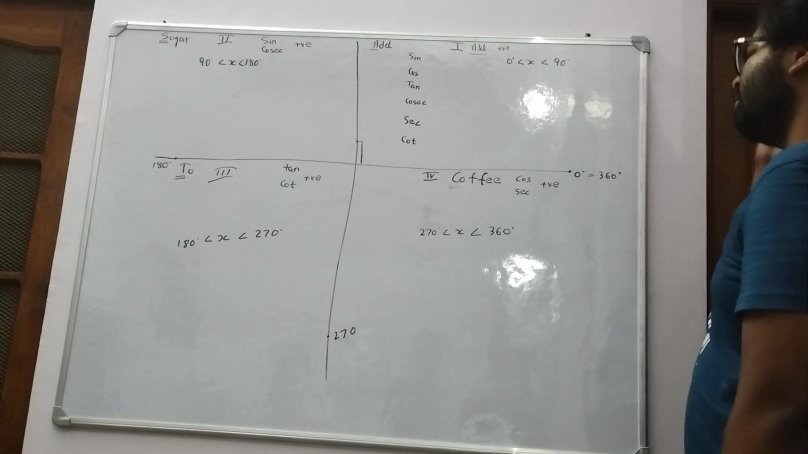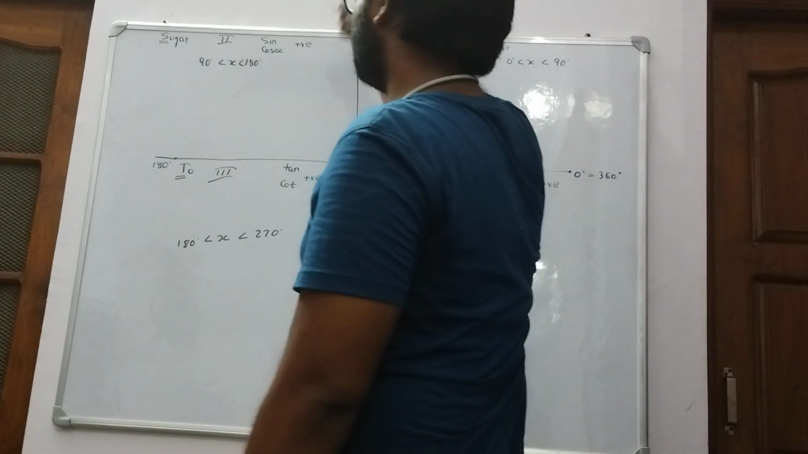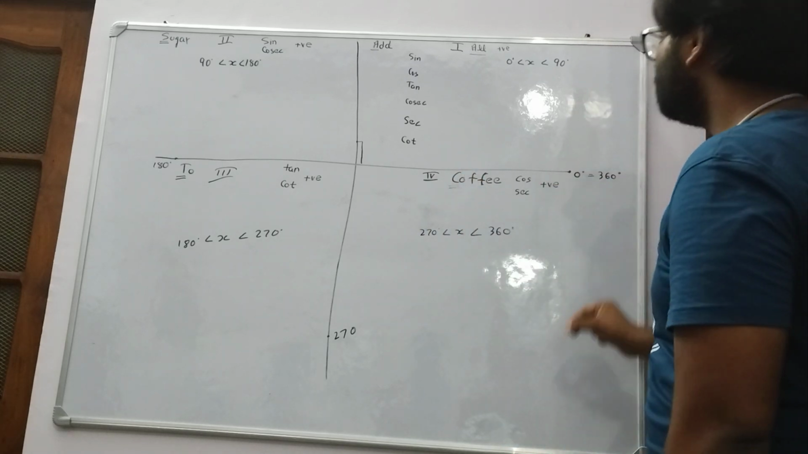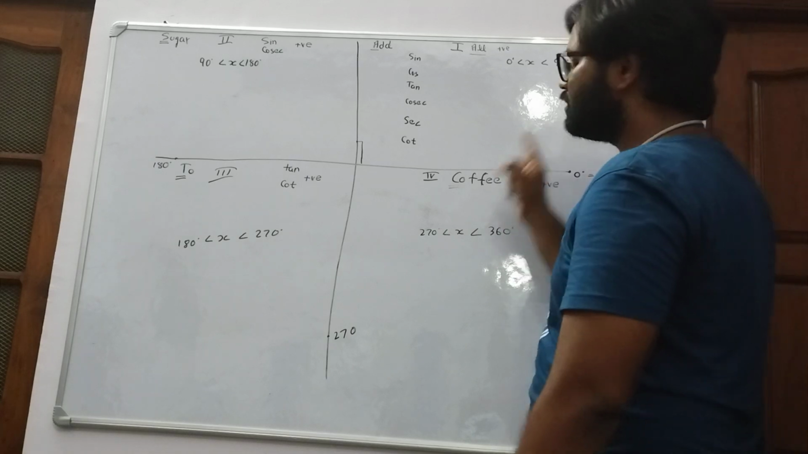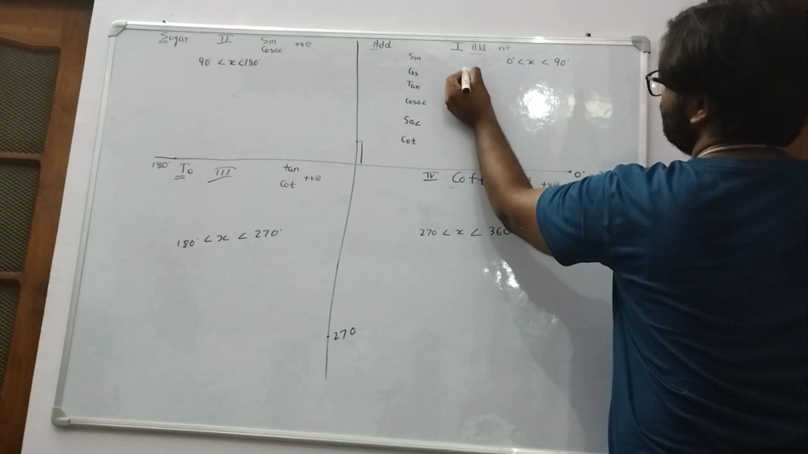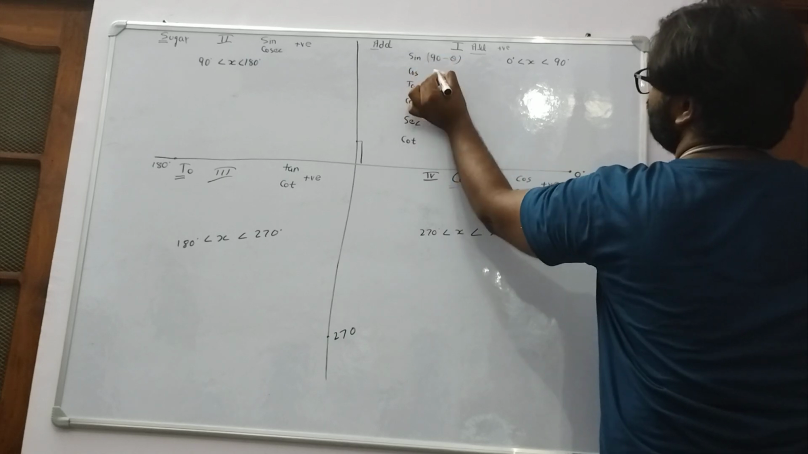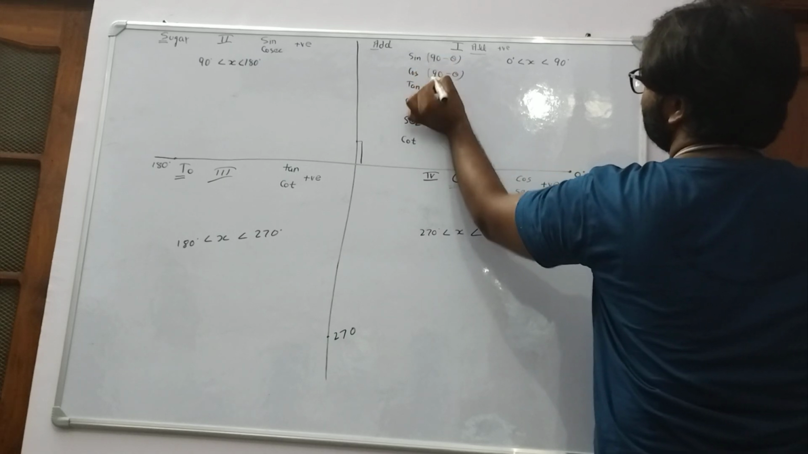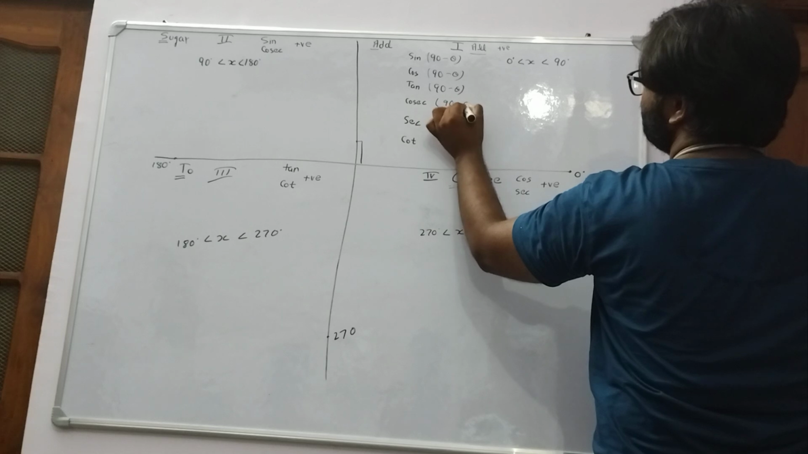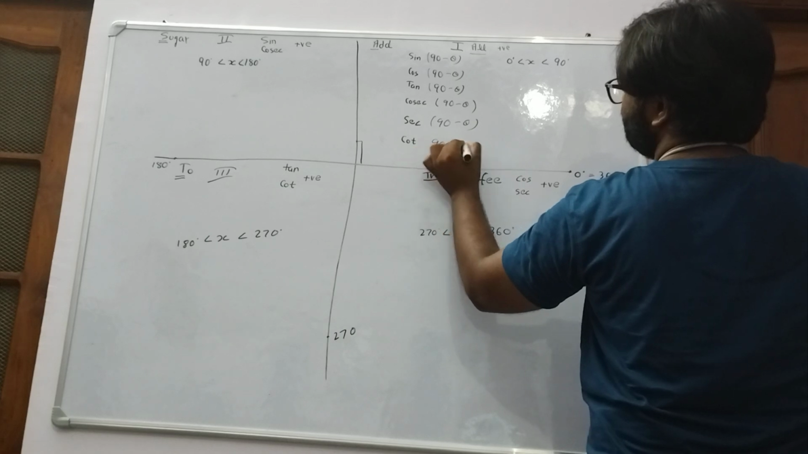So this is what we have to understand. First quadrant, all the trigonometric ratios are positive. In the second quadrant, sine and cosec are positive. In the third quadrant, tan and cot are positive. In the fourth quadrant, cos and sec are positive. Now, here what I can write is sine of 90 minus theta, cos 90 minus theta, tan 90 minus theta, cosec 90 minus theta, sec 90 minus theta, cot 90 minus theta.